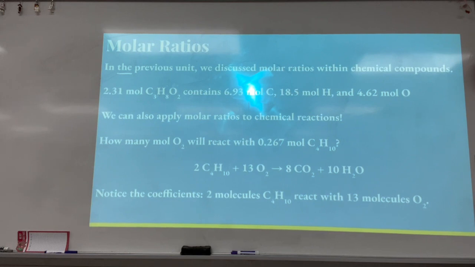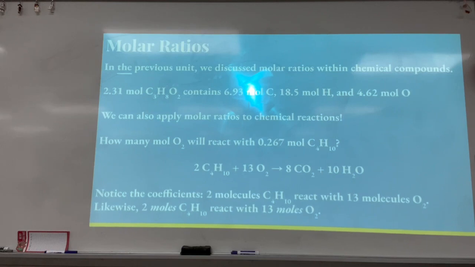For every 2 molecules of butane, I need 13 molecules of oxygen. We get that. Okay. Now, as chemists, we don't really think in individual molecules, we think in moles. So I could take that ratio and just multiply it by a mole. So I could say for every 2 moles of butane molecules, I need 13 moles of oxygen molecules. Basically the same thing, right?